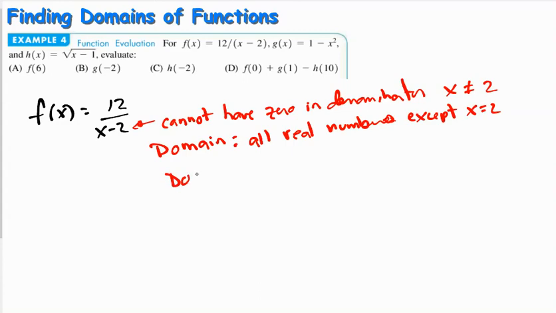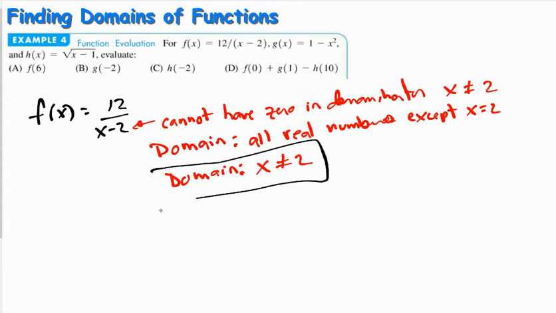Or you can simply say domain is x not equal to 2. Both mean the same thing. Both are correct. The second one is the preferred way to express it. The first one gives you a verbal description of what the second notation is saying.